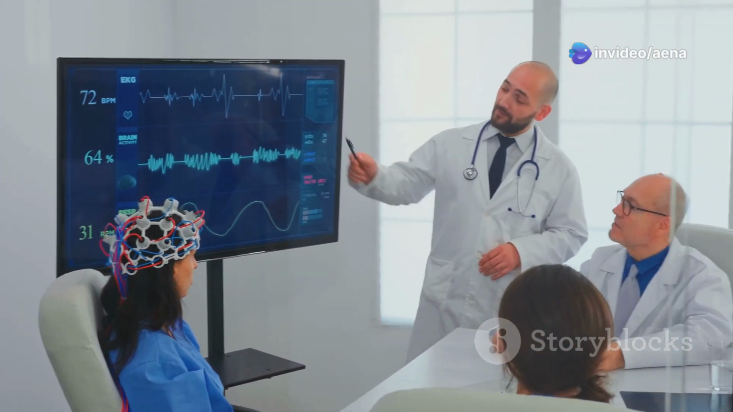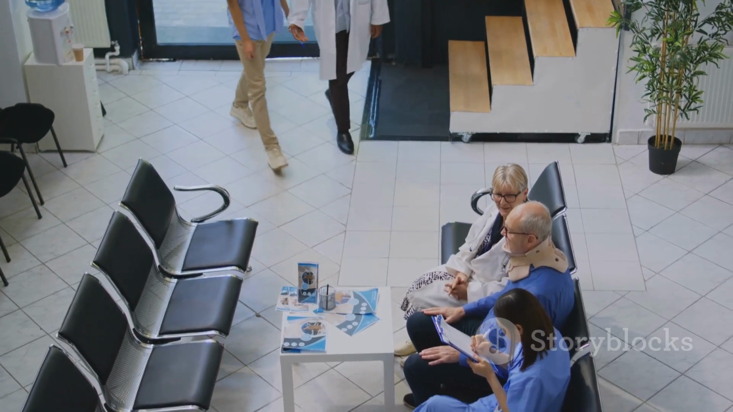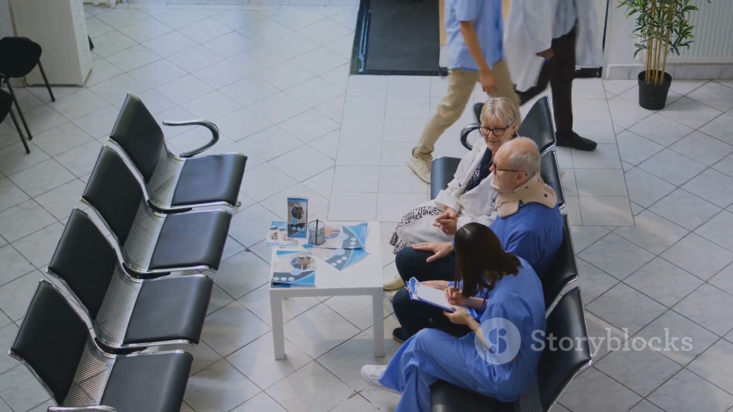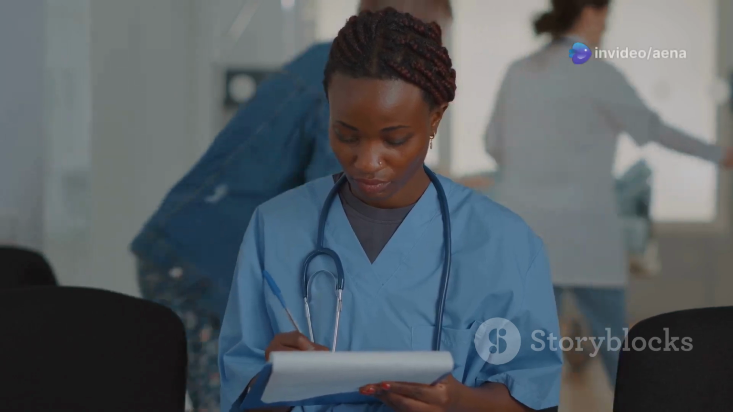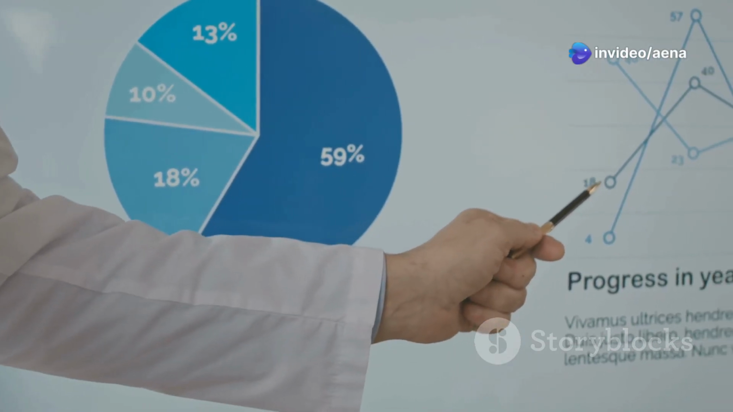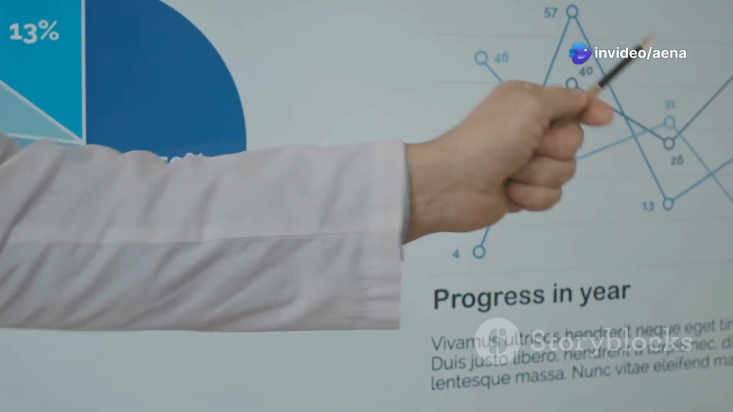Next, we have prevalence, which tells us the total number of people in a population who have a particular disease at a given time. This includes both new and existing cases. Prevalence gives us a snapshot of how widespread a disease is within a population.